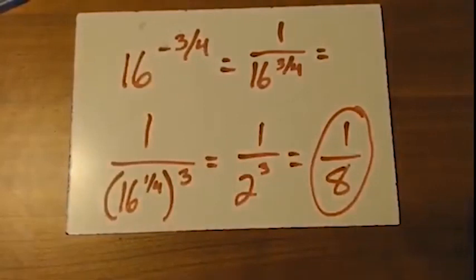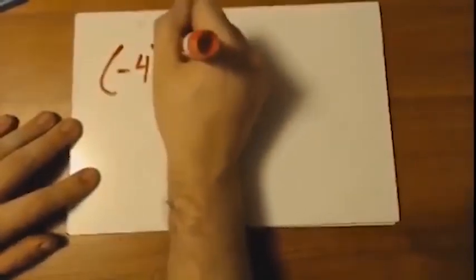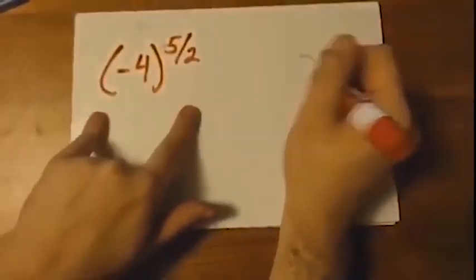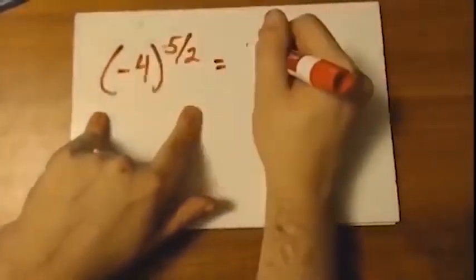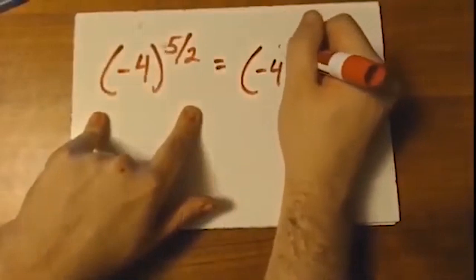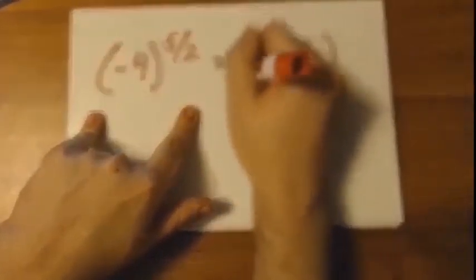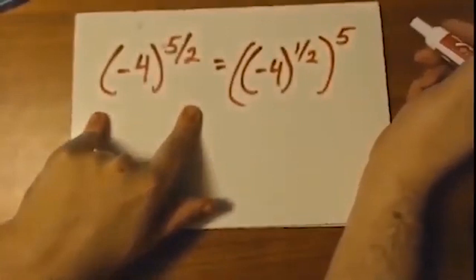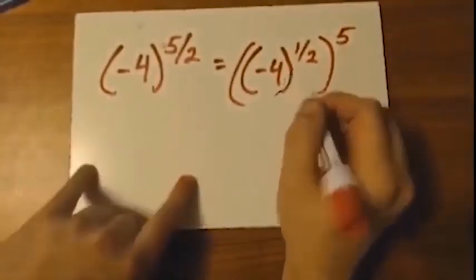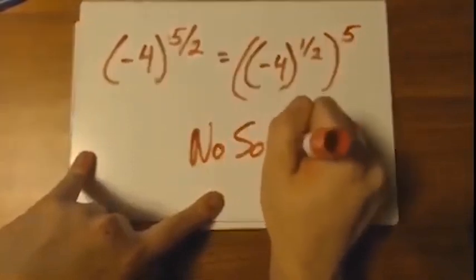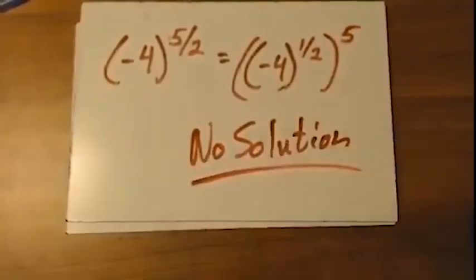F. Negative 4 to the 5/2. This means they're trying to make us take an entire negative number and take the square root of it and then raise that to the 5th power. But you can't take the square root of a negative number, so no solution. Either way, if you took negative 4 and raised it to the 5th, you'd have some negative number. Can't take the square root of a negative number, no solution.